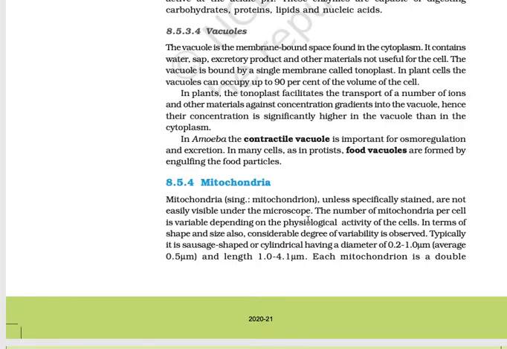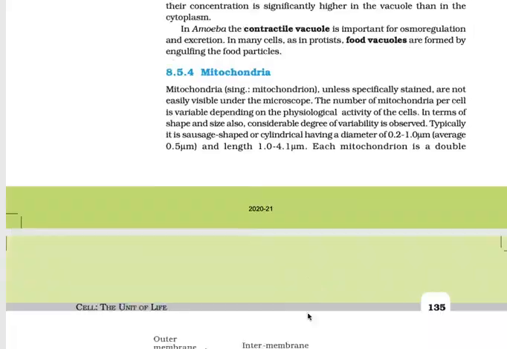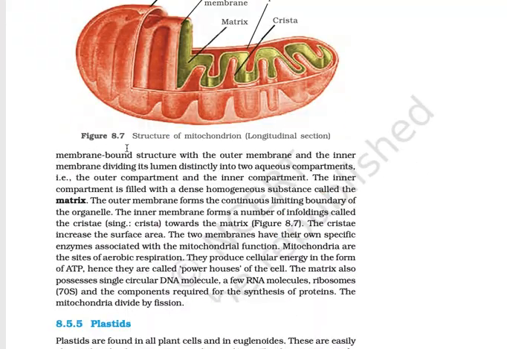Each mitochondrion is a double membrane-bound structure with the outer membrane and the inner membrane dividing its lumen distinctly into two aqueous compartments, that is, the outer compartment and the inner compartment. The inner compartment is filled with a dense homogeneous substance called the matrix. The outer membrane forms the continuous limiting boundary of the organelle. The inner membrane forms a number of infoldings called the cristae, singular crista, towards the matrix.